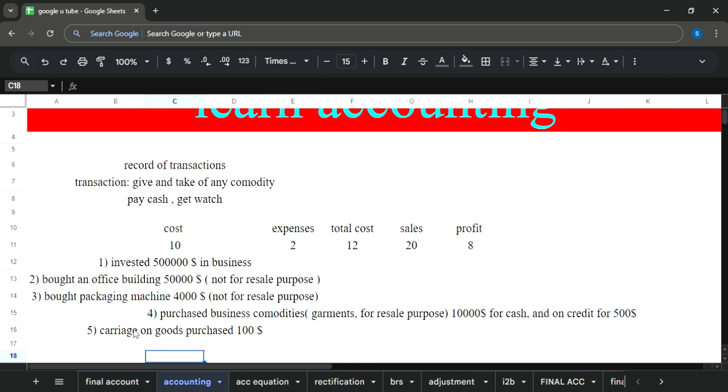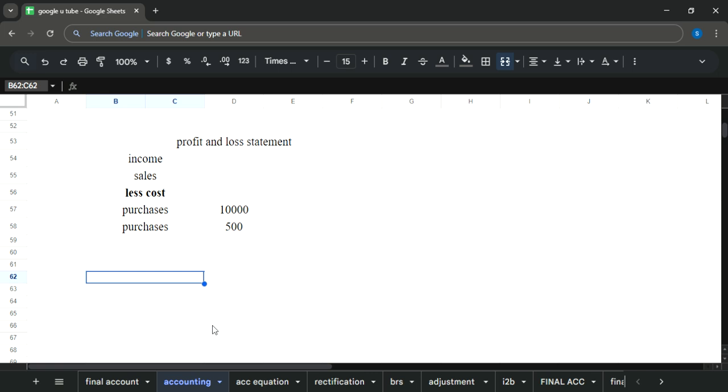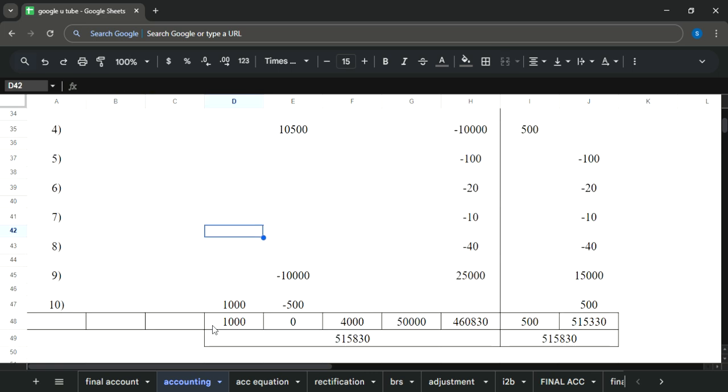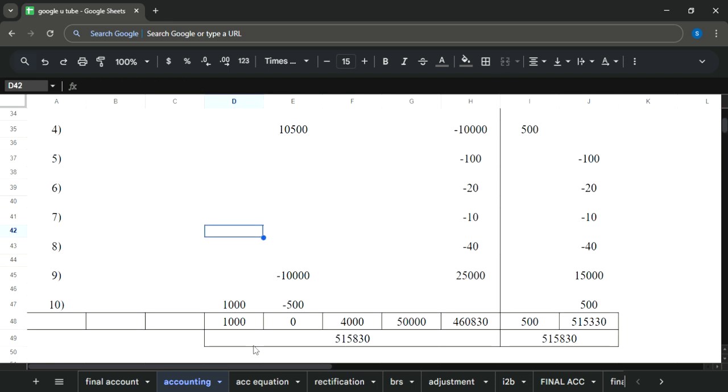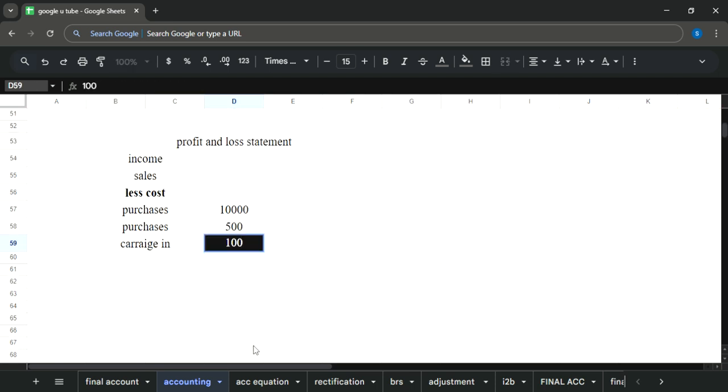Now fifth, carriage on goods purchase. Since this expense is directly related with purchases, which we have understood, this sort of expense would be considered a direct expense. It means carriage on goods purchase would also be included in your cost. So here you will mention carriage in, and now we will see how much amount we have paid for carriage, that is $100. So here you will put $100.